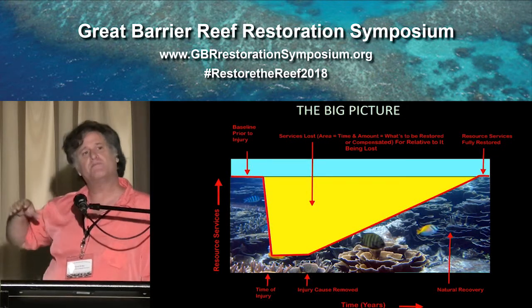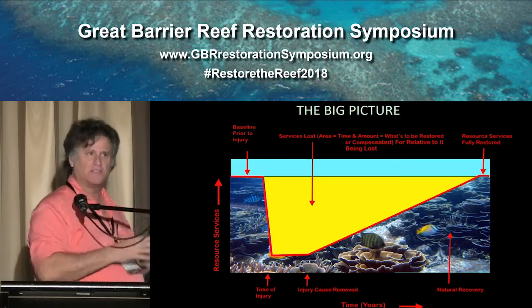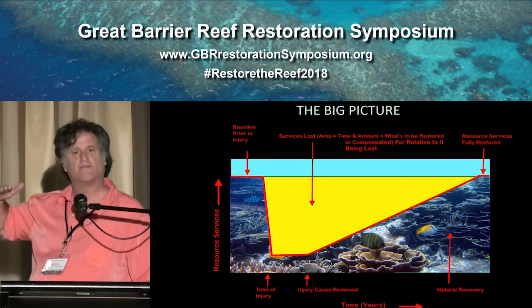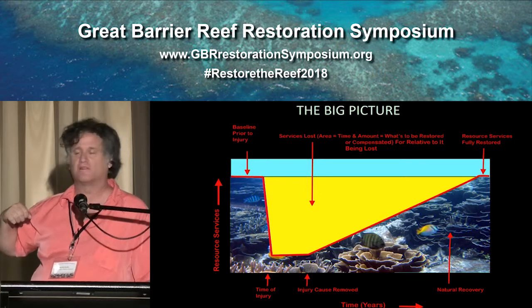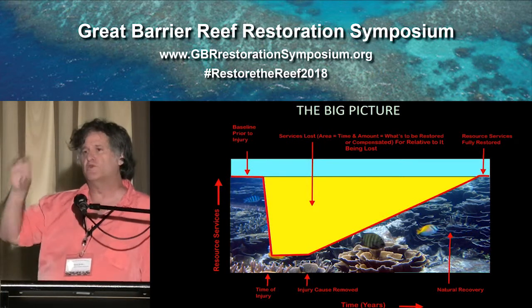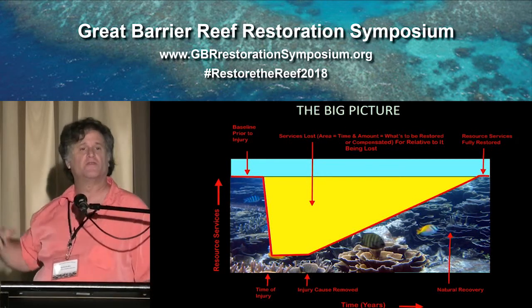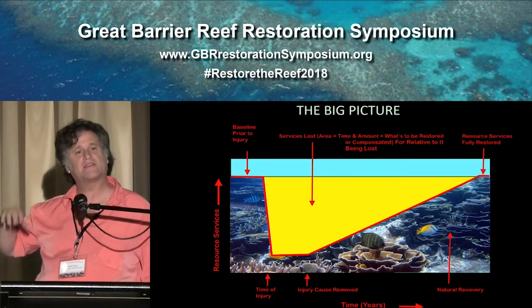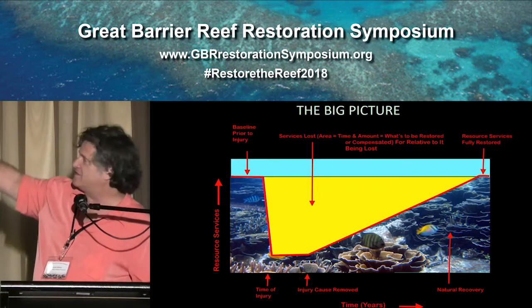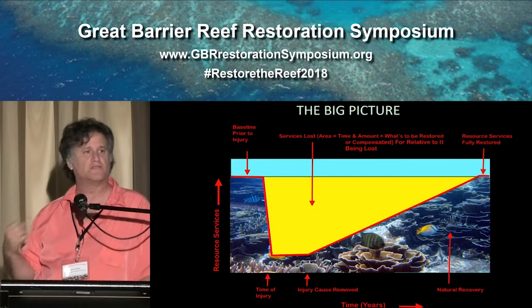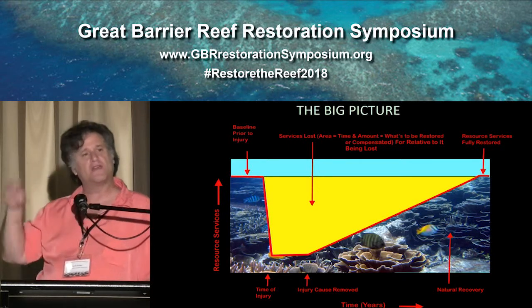And during the time period that whatever impact is occurring is in place, you're not going to have a start to recovery. It's going to stay stabilized or even dip down a little bit more. And then as you remove whatever's causing that impact, you're going to get a slow recovery based upon the rate at which your reef recovers back to its original state. And it's the area within that yellow portion that represents the lost services and functions. And that's what you need to try to replace.